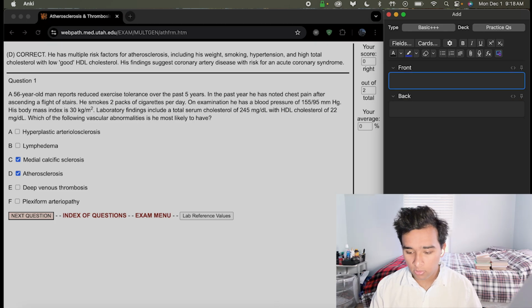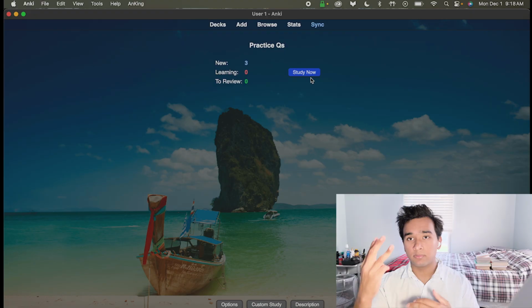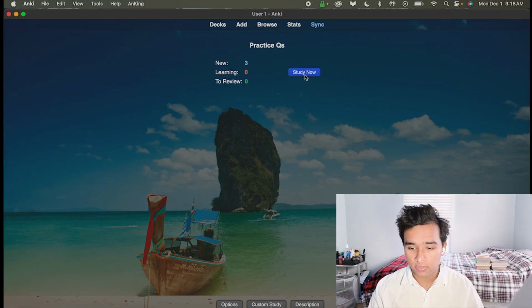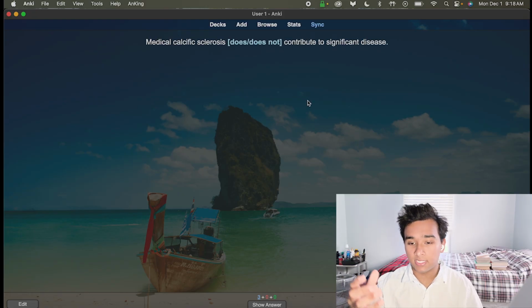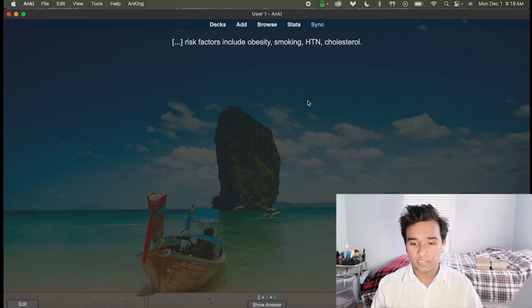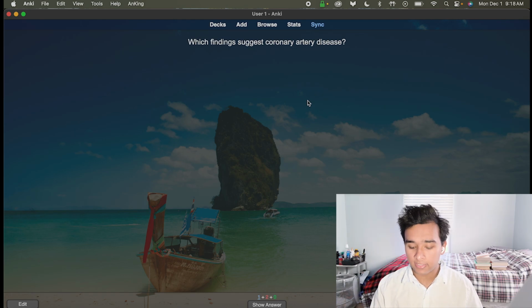Now, I'm going to show you guys what this deck would look like. So essentially, here's the deck we made. We made 3 cards. We made 2 Cloze cards, and 1 Basic card. So let's see what it looks like. Medial calcific sclerosis does or does not contribute to significant disease. It does not. We learned that medial calcific sclerosis does not contribute to significant disease. Boom. Risk factors include obesity, smoking, hypertension, cholesterol. That could be atherosclerosis. What findings suggest coronary artery disease? It could be obesity, hypertension, low HDL, high cholesterol. Boom. There you go. That's exactly what it looks like.